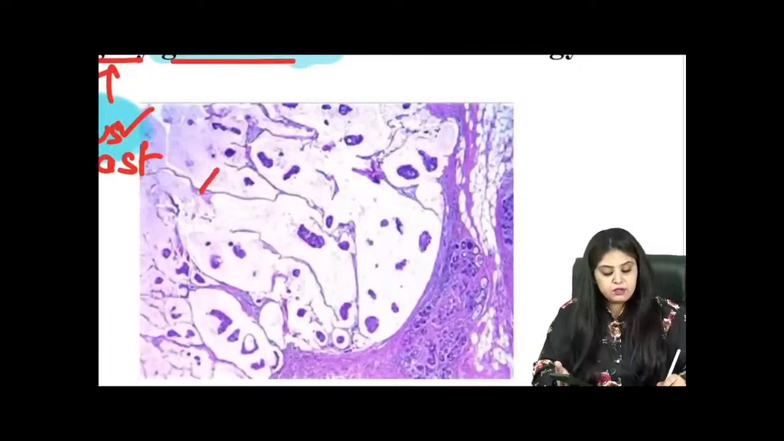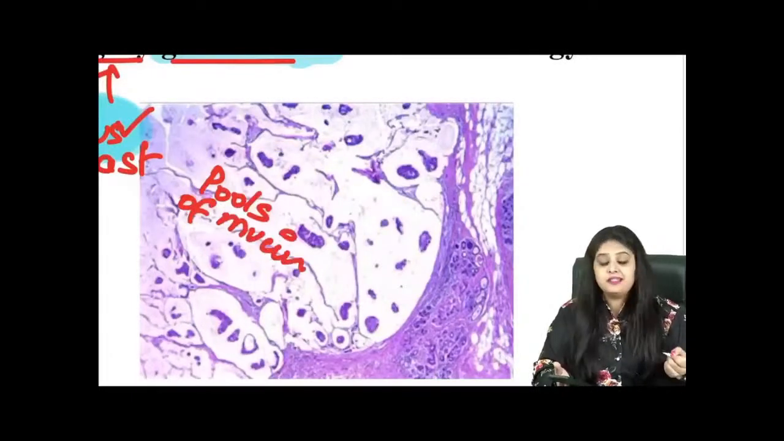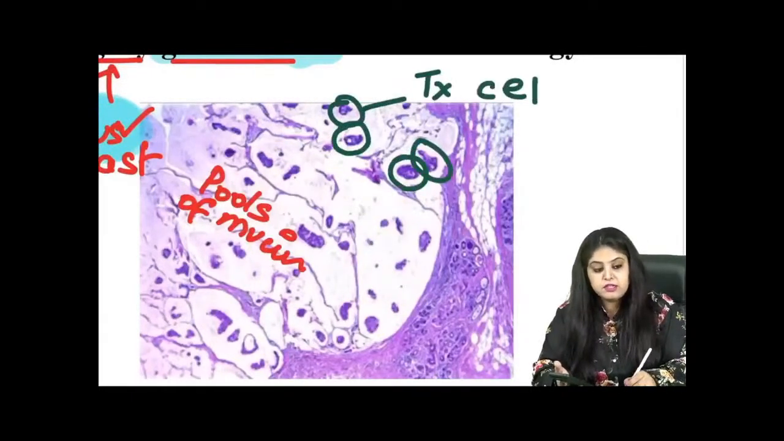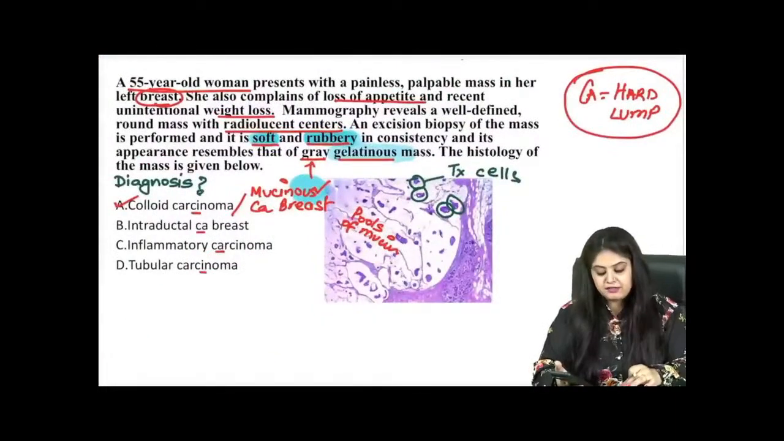Why? Because it's got a lot of mucin, ma'am, it's got a lot of jelly. Because of it, the carcinoma is not looking like a carcinoma. The surgeon will feel maybe it is benign, but the pathologist will see that no, over here, can you see all the empty space? White. These are all very good. Many of you call these pools of mucin, ma'am.